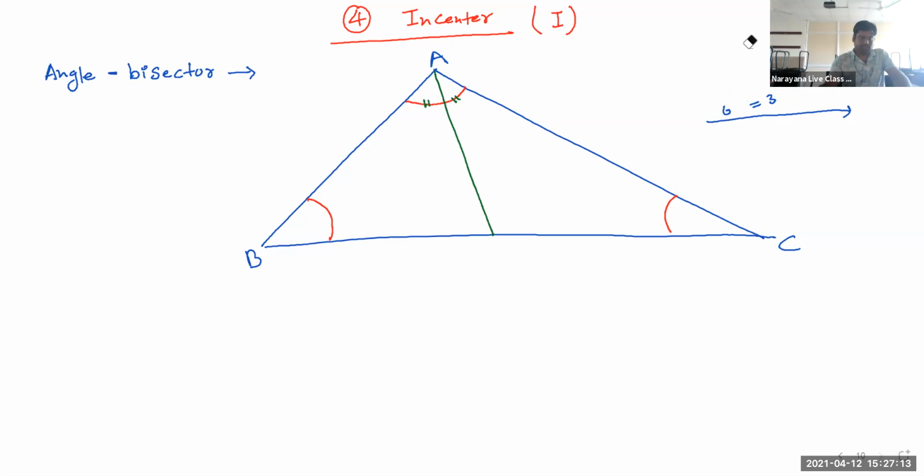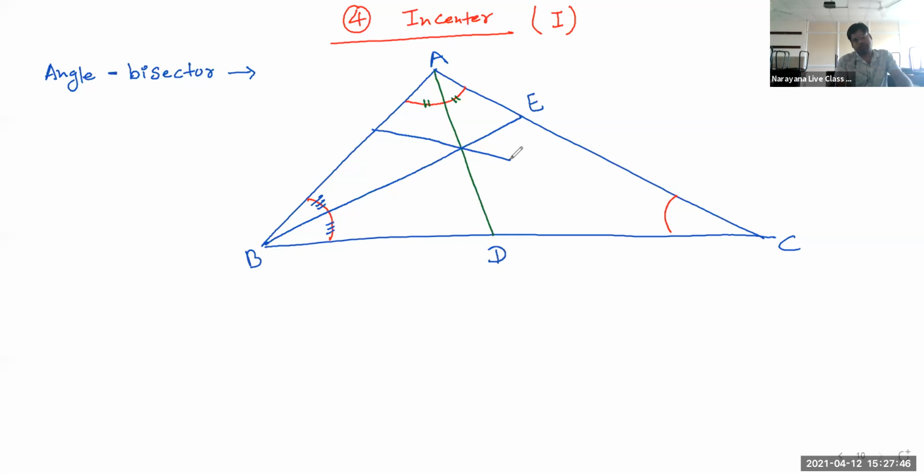Okay. So if you draw the angle bisector of angle A, and let this intersect at point D. If you draw a line which bisects this angle, and this meets AC at E, and if you draw a line which bisects this angle C, then in this case also all three angle bisectors are concurrent.